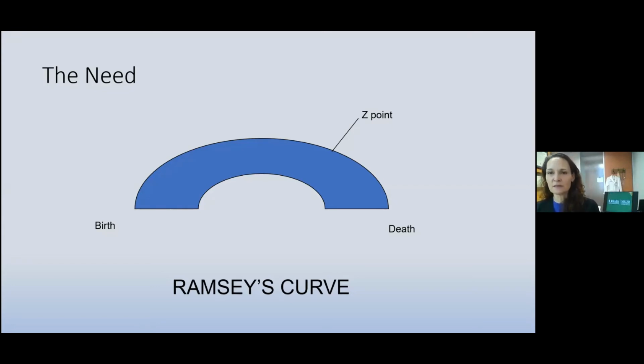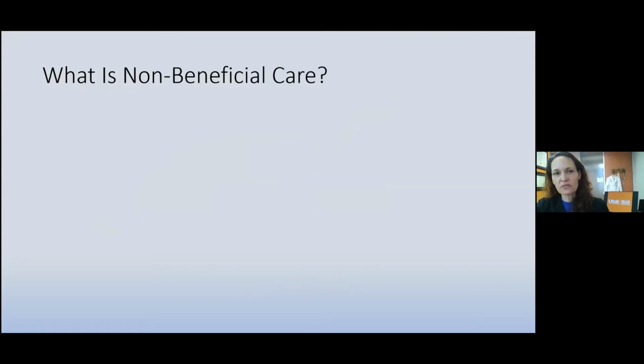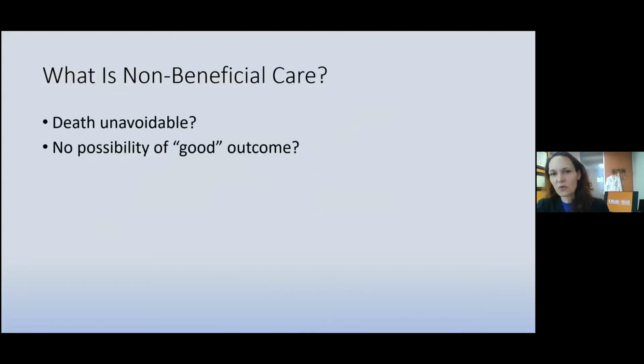And finding that Z point is difficult, or knowing when you're there is a tricky thing. And so we were trying to figure out what are the things that we can do to try to understand who we should be maybe focusing on comfort instead of aggressive treatment. And so we were thinking about identifying non-beneficial care when death was unavoidable, and we weren't expecting a good outcome.